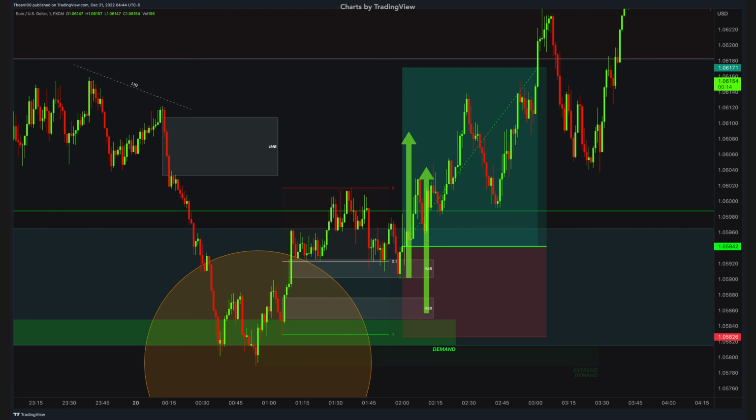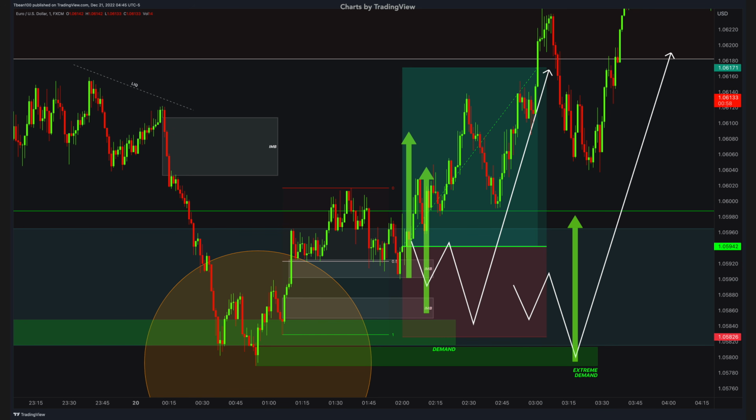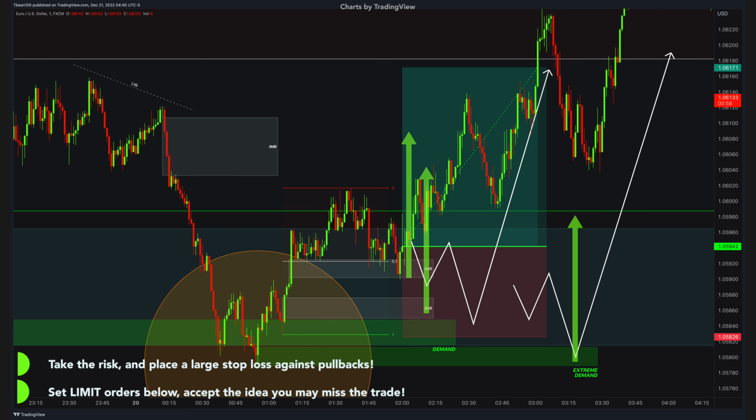Furthermore, there is the fresh demand area, the extreme order block at the very bottom, and the price can even pull back to that zone to power up. All these 3 cases are possible. So, I will either take the risk with the largest stop loss, or I will set a limit order at the second imbalance or extreme demand area and accept the reality: I may miss the trade.